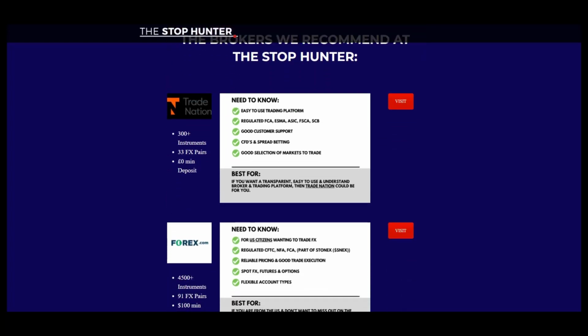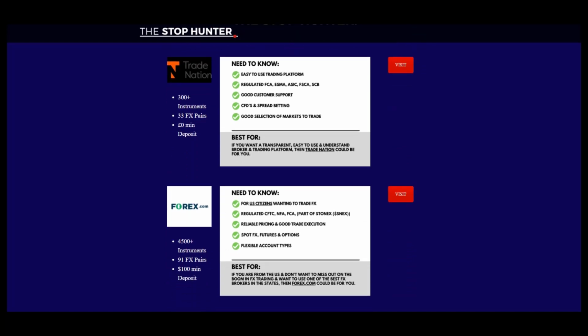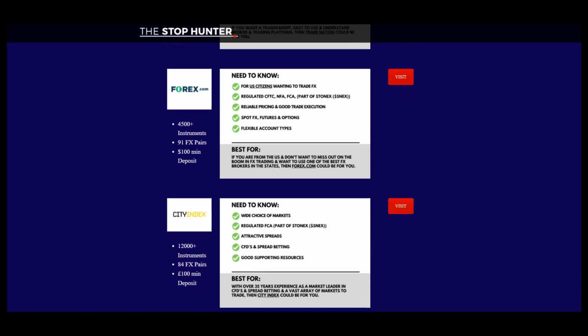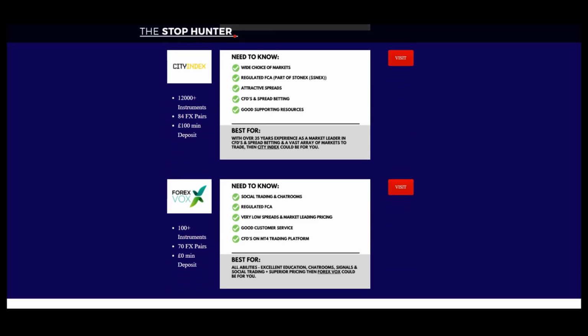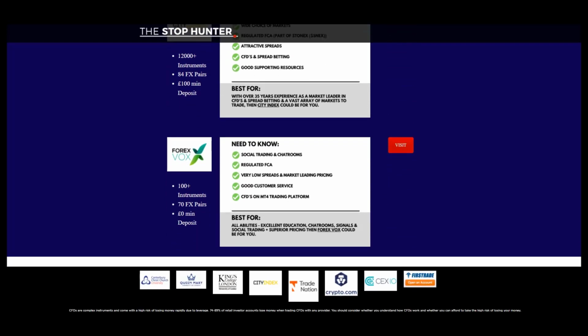Now we've got Trade Nation, who are CFD and spread betting providers. We've got Forex.com if you're a US citizen wanting to trade the Forex markets. Then we've got City Index and ForexBox that are also CFD and spread bet providers.